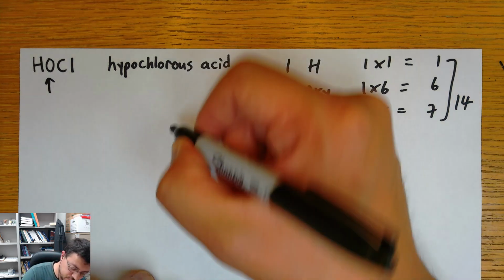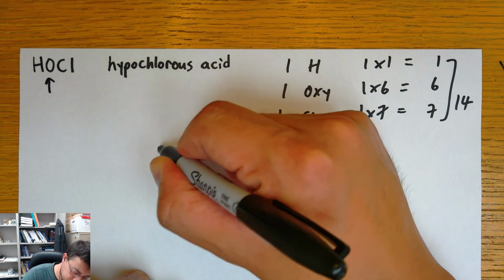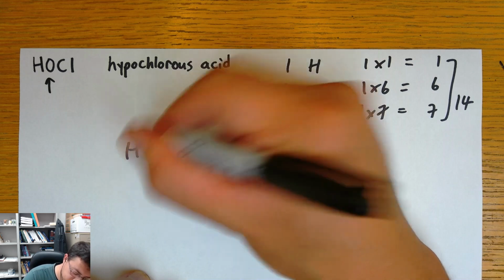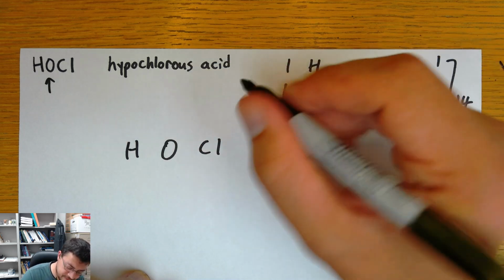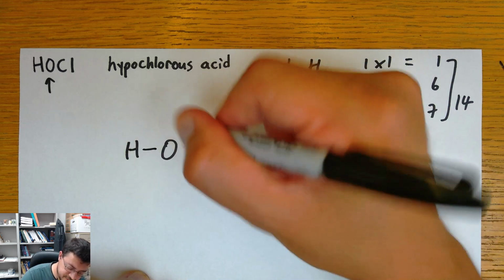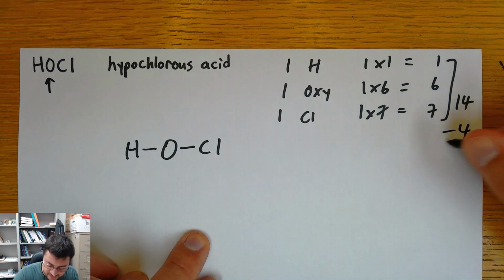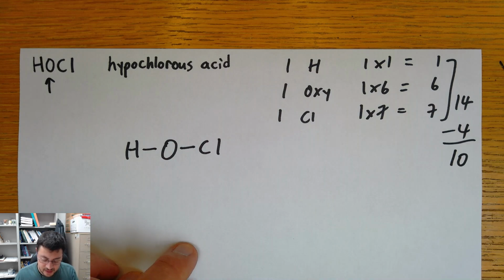All right, so let's do this. We're going to put an O right here. Hydrogen there. Chlorine there. Make a bond, spend 2. Make another bond, spend another 2. So we've spent 4. We have 10 left to go.